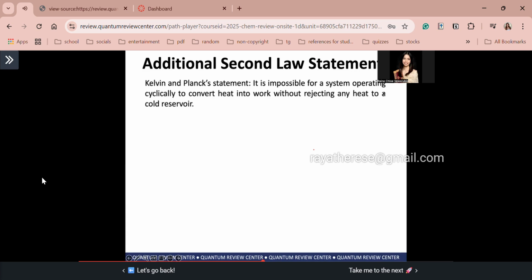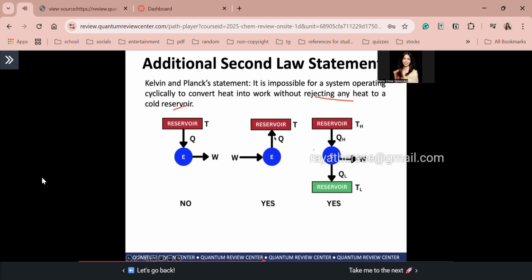So sabi ni Kelvin and Planck, guys, it is impossible for a system operating cyclically, such as a Carnot cycle, to convert heat into work without rejecting any heat to a cold reservoir. Sinasabi lang, guys, impossible na wala kang mare-reject na excess heat to a cold reservoir. Ito ang usually nangyayari. Gets ba, guys? Bawal na puro work lang ang mapaproduce. For a Carnot engine, bawal na puro work lang ang mapaproduce. Meron ka talagang excess na mapaproduce as heat in a cold reservoir.